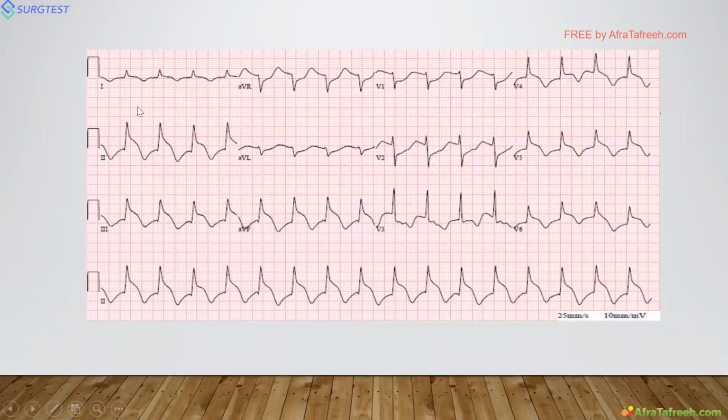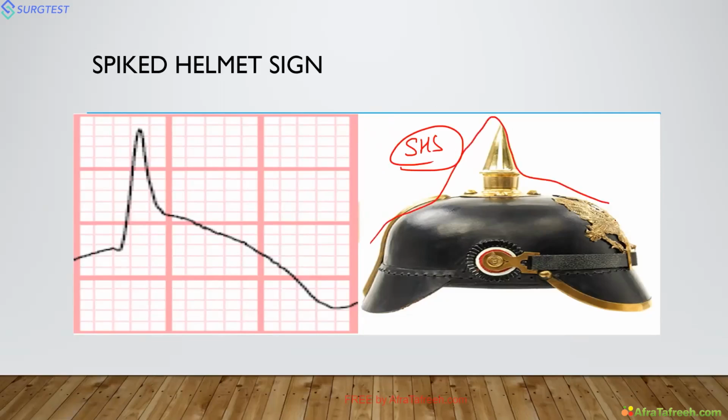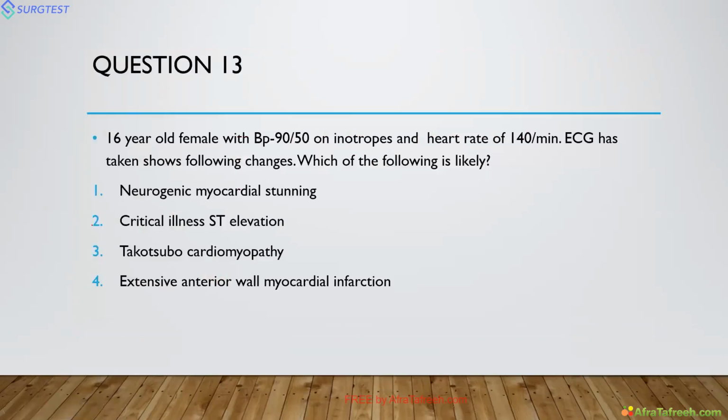See how it looks. This is called critical illness ST elevation. Otherwise, it is called the spiked helmet sign. This resembles a spiked helmet, which is a German military helmet. This is a recent initiate MCQ. You can see the resemblance. It's called the spiked helmet sign. It occurs in critical illness. You can see this resemblance of ST elevation like this. So the answer for this question is critical illness ST elevation.